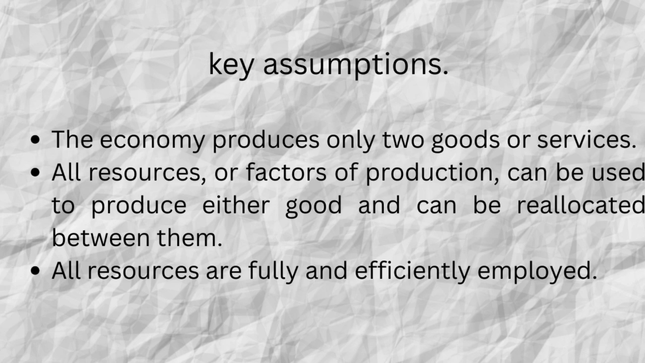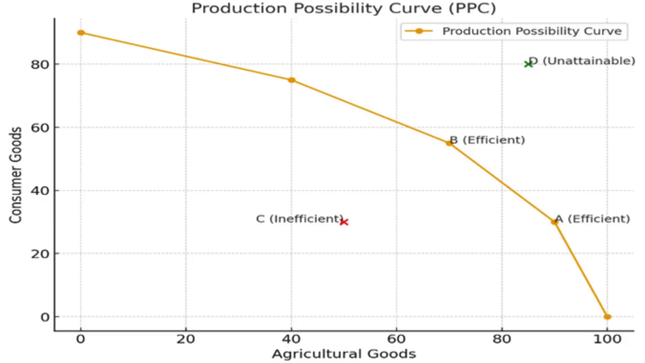Now, the PPC is based on a few key assumptions. Firstly, the economy produces only two goods or services. Secondly, all resources or factors of production can be used to produce either good and can be reallocated between them. Thirdly, all resources are fully and efficiently employed.